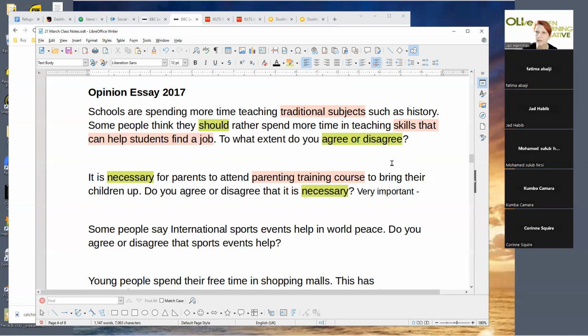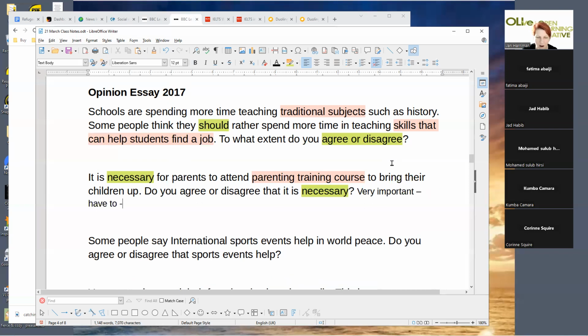It's necessary to have a driver's license in order to drive. It is. You have to, for example. Yes. Have to. You could say required.